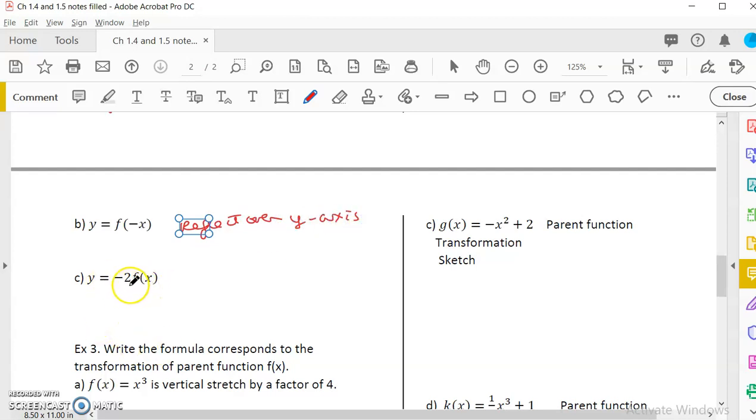What about if I have both a negative outside and a number 2 multiplied outside? So this means I do the reflection vertically, that means up and down. Reflect over the x-axis. So anything up becomes down like that. And then the 2 would be a vertical stretch. So 2 really means stretch now for vertical, by a factor of 2.